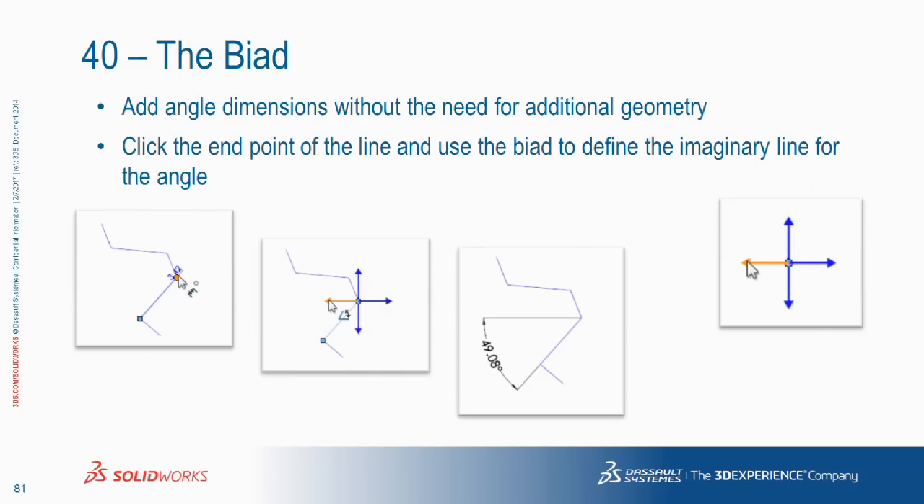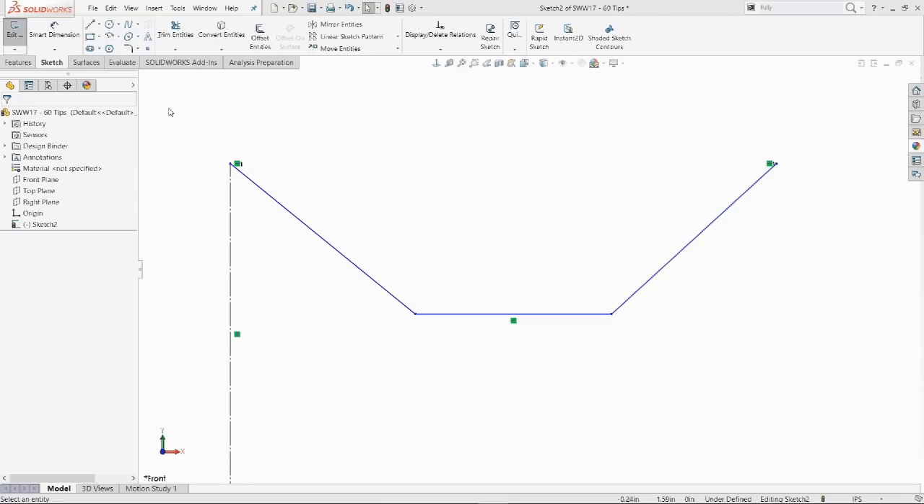The Biad. This is my name for this tool added in SOLIDWORKS 2015. It's a very quick way for us to add angle dimensions. The way you access it is by clicking the line and then the endpoint of that line, and that will drop the biad down there. And then you pick from that those arrows that represent the construction geometry that you would have drawn to add that dimension. And this works in drawings too, which is pretty good.